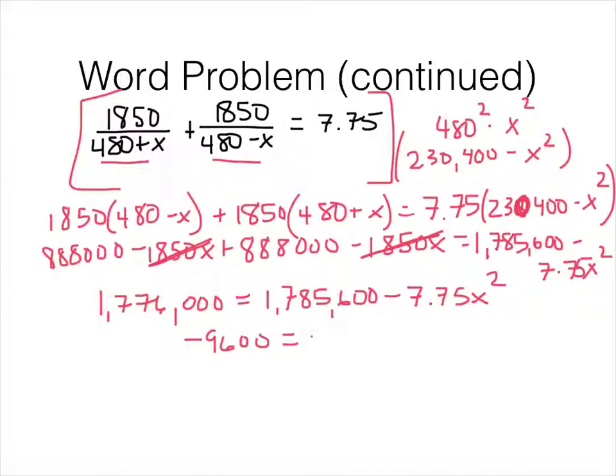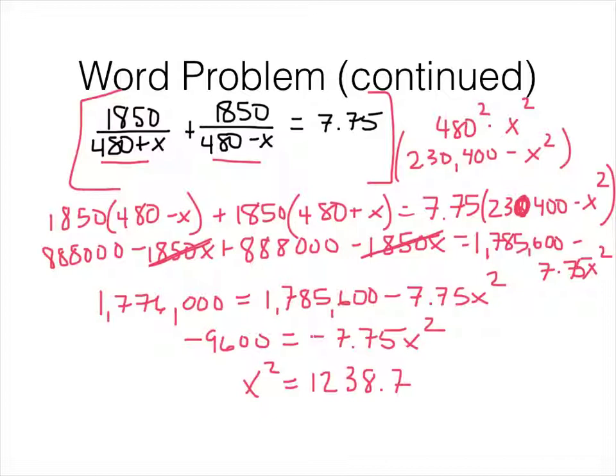Almost there. It's negative. So, all right. So this is going to come down to finding a square root on both sides, and that's nice. Divided by negative 7.75. So I have x squared equals 1238.7. There's more decimal places, but I'm going to leave it on my screen.